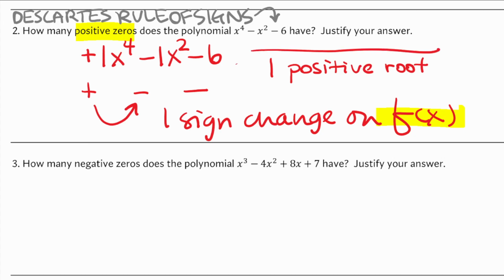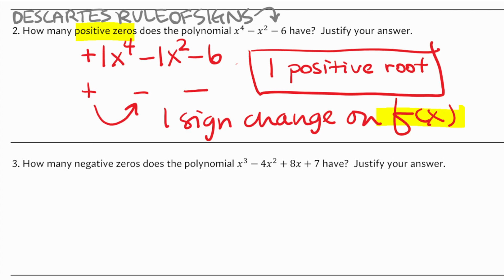Okay, it can always be the number of sign changes or less by an even number, less by a multiple of 2. And we know the reason it's a multiple of 2 is because those complex or imaginary roots come in conjugate pairs. How many negative zeros does this next polynomial have? Justify your answer. Okay, well, we'll find out.